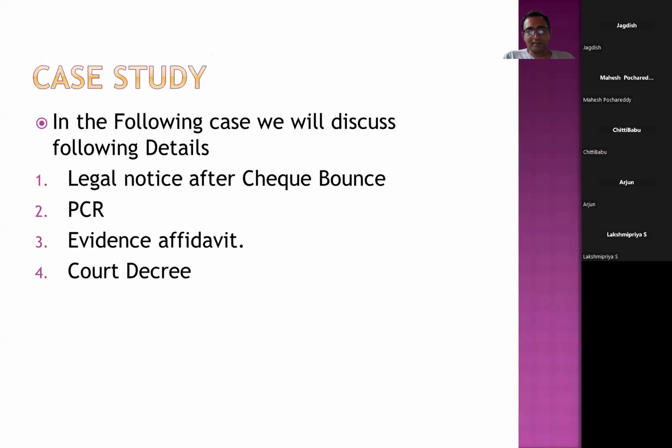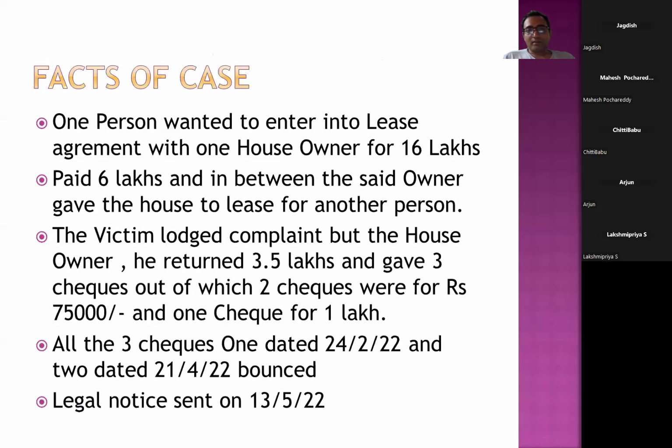So we'll be discussing now. I'll be showcasing the documents we filed for one case till the court decree, and what orders they gave. Here, just briefing you of the facts. One person wanted to enter a house for lease purposes for an amount of 16 lakhs. Initially, he paid 6 lakhs. After receiving 6 lakhs, the house owner gave the house to some other person for lease. During that time, he took his 6 lakhs back. Of this 6 lakhs, he returned 3.5 lakhs, and he gave two checks for 75,000 and one check for 1 lakh, almost 2.5 lakhs.